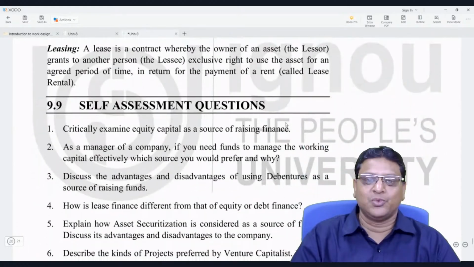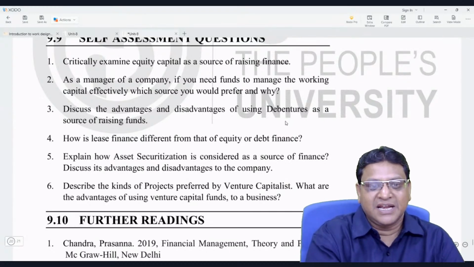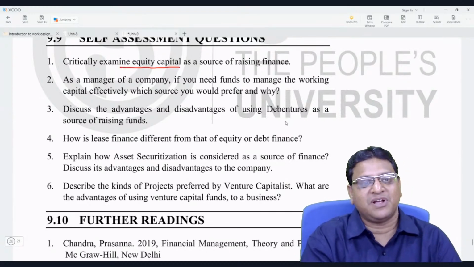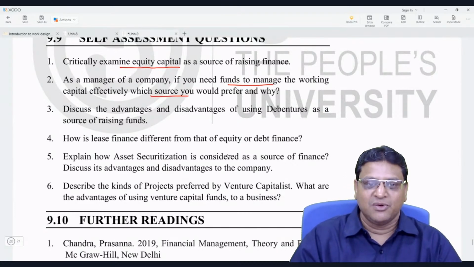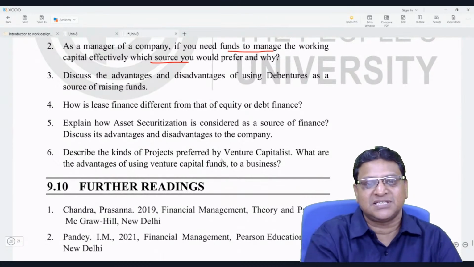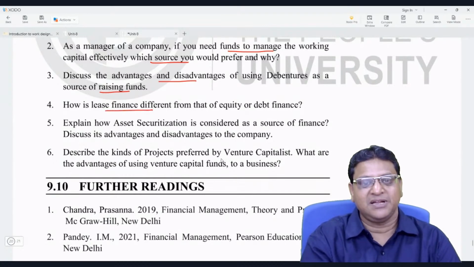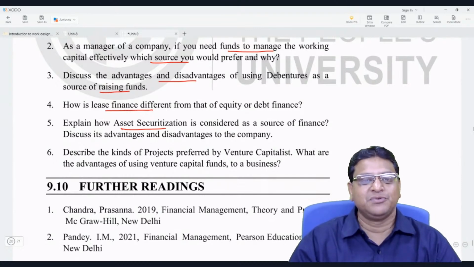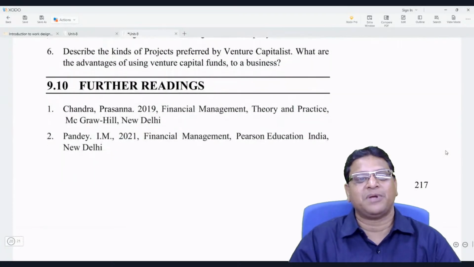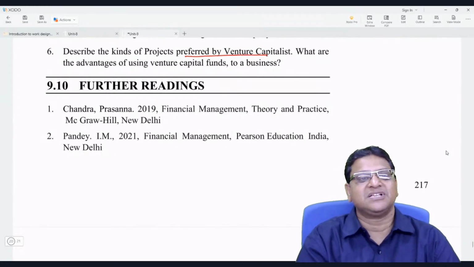So the important questions involved in today's discussions are: first, critically examine equity capital as a source of finance. As a manager of a company, if you need funds, how will you use different sources of finance? Another important question is: what are the advantages and disadvantages of using debenture as a source of finance? How is lease finance obtained, and what is asset securitization, and what are the methods of using asset securitization as a source of finance, and different projects where venture capitalists invest their funds.